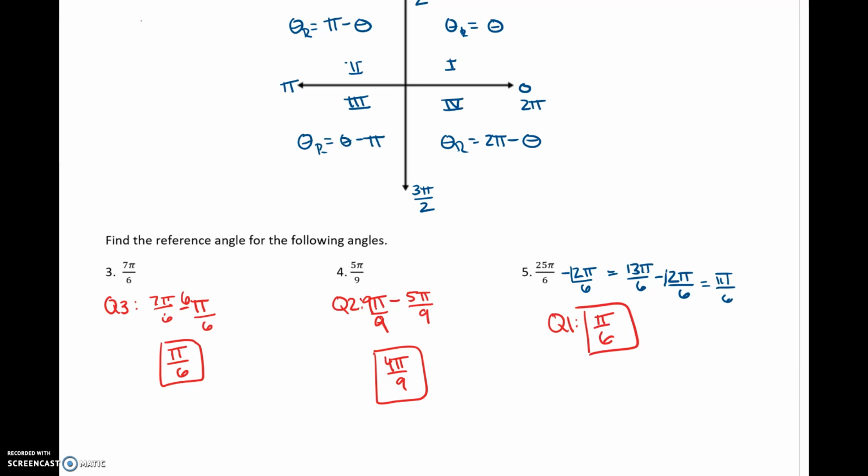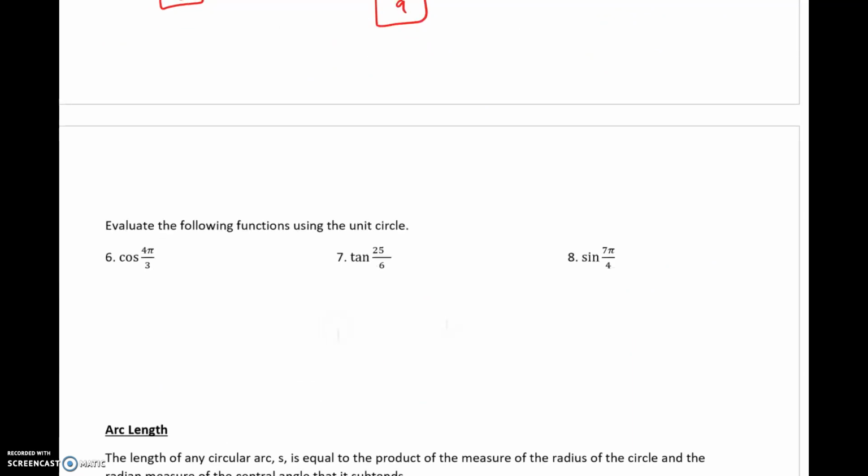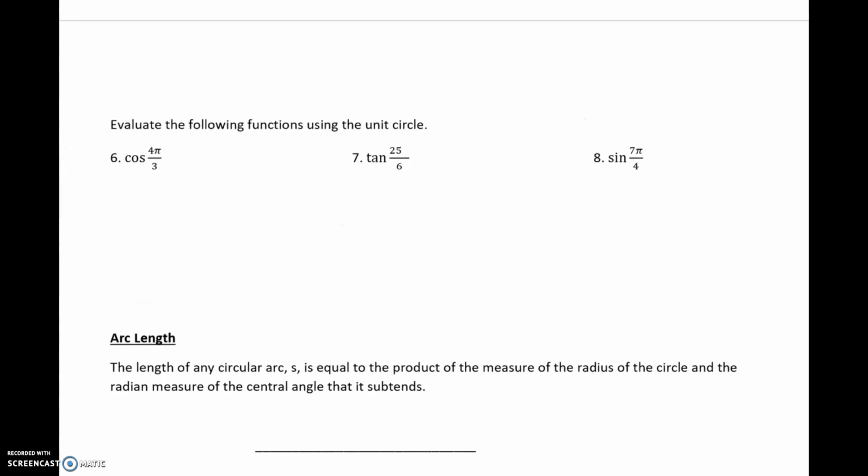All right, now let's go ahead and put these two concepts together. All right, so it says evaluate the following functions using the unit circle. Well, the first thing we're going to do, I'm going to draw this up here. We didn't get to talk about this last class, so I'm just going to give you the first quadrant. So the first angle right here, that's 30 degrees.